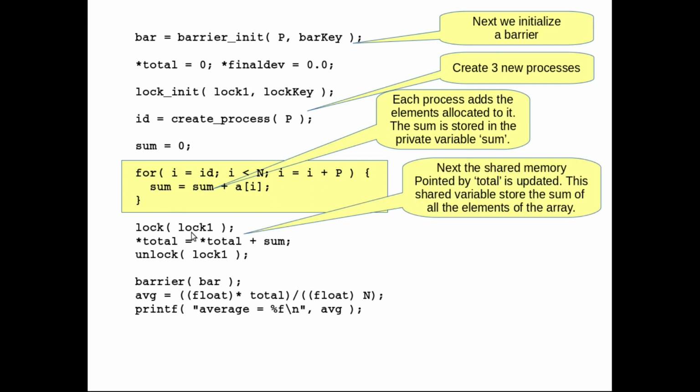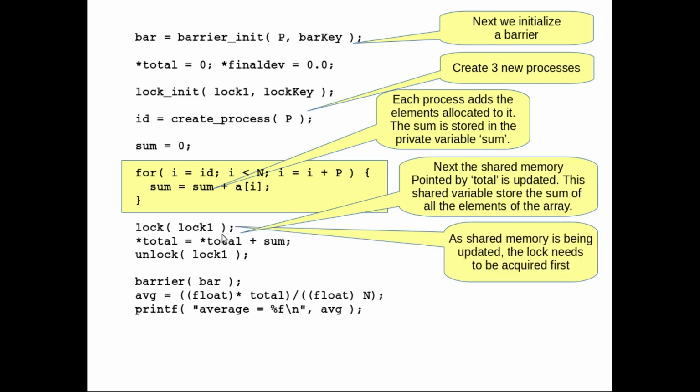Next, once each process calculates the partial sum, that will be updated into the shared variable pointed by total. As we discussed, the shared variable pointed by total will store the sum of all the elements. So each process will update its partial sum into the shared variable. And since we have a shared variable, the process must first acquire the lock and then only update the shared variable. Otherwise, we will have the problem that we discussed in the last class.